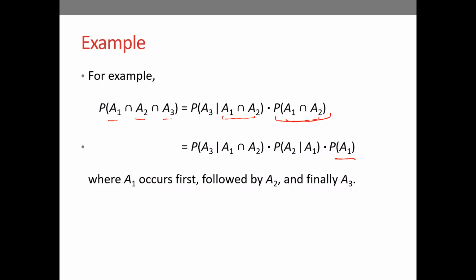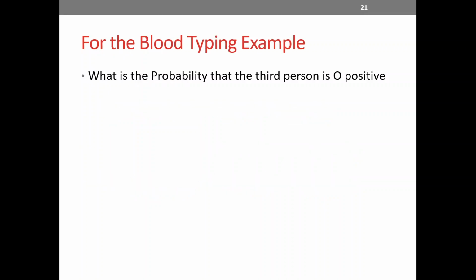So I should be able to figure out probability of A1 first and then A2 given A1 and then A3 given A1 and A2. And I know how to find that out, right? So A1 occurs first, followed by A2 and finally A3. So I'm just expanding on what we already said in our previous problem, right? So this is the more generalized form of the multiplication rule.